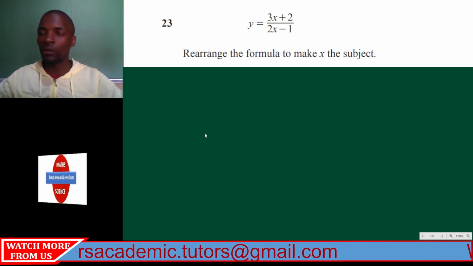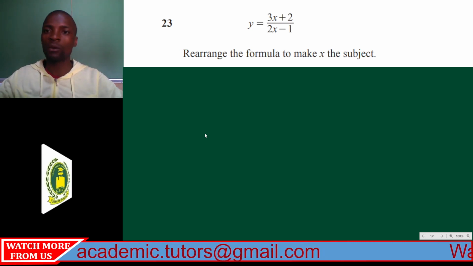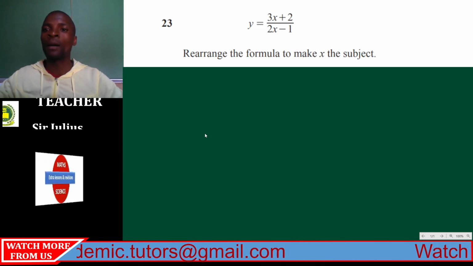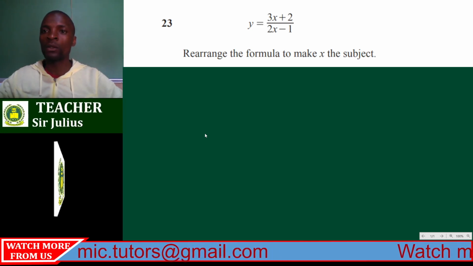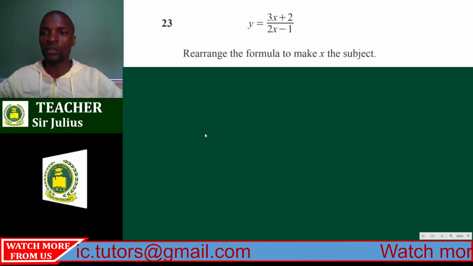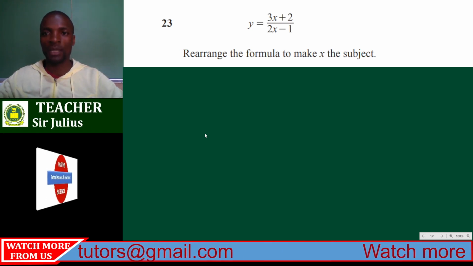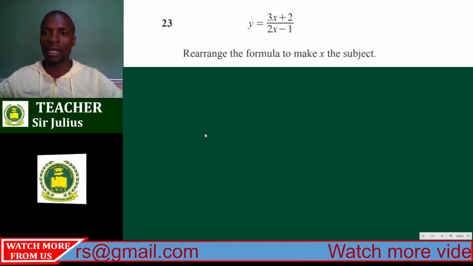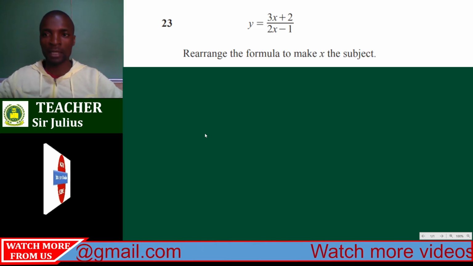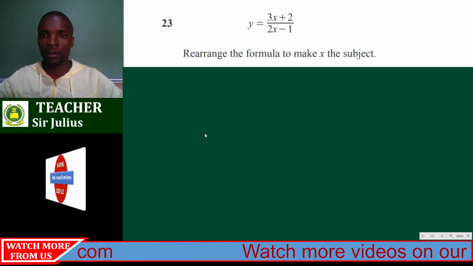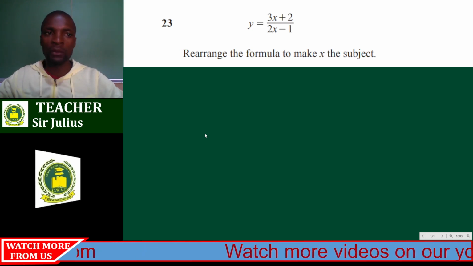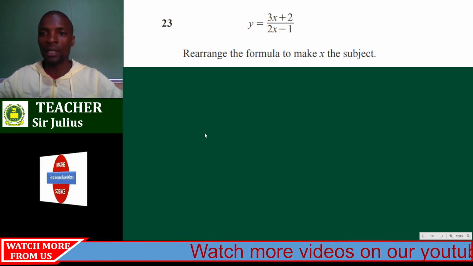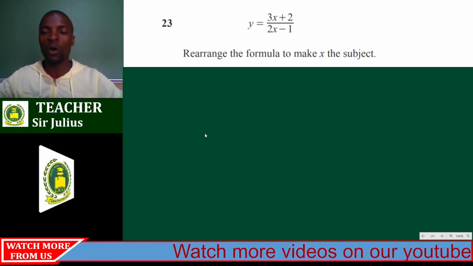Alright, so what we are going to do is look at the question on the screen. The question reads y equals 3x plus 2 all over 2x minus 1, and we are required to rearrange the formula to make x the subject of the formula. I'm going to tell you how we are going to break down this question. I believe you are ready to know how we do that.